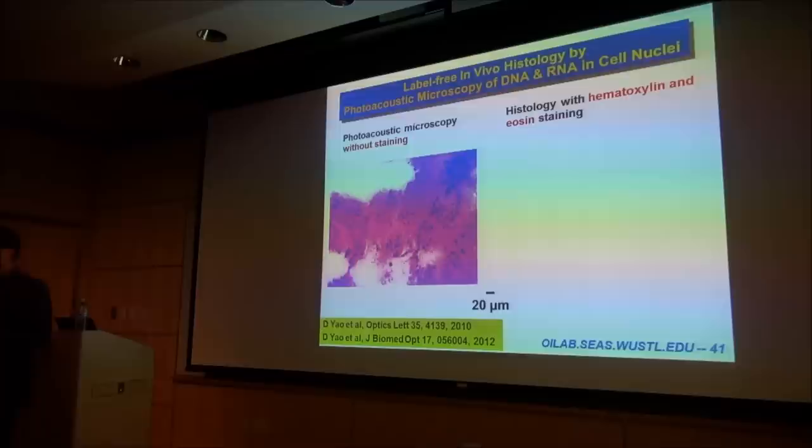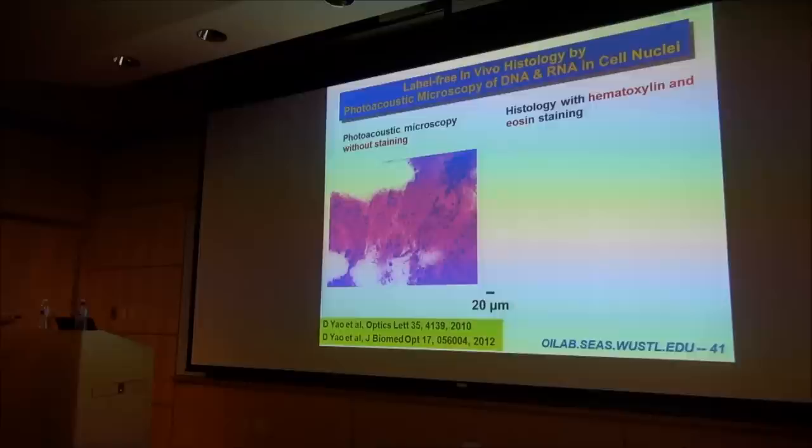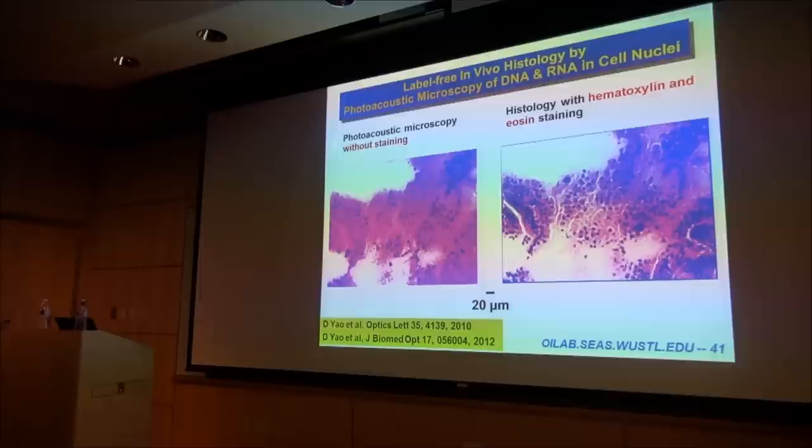We use DNA and RNA absorption as a contrast mechanism. We can map out the cell nuclear distribution like this. This is obviously pseudo-colored. We map the cell nuclei in blue and the rest in pink, just to mimic standard HE stain. So you can see the same piece of tissue was processed using standard HE staining. You can see the strong correlation between the two.